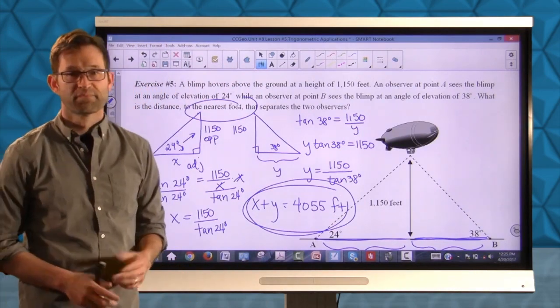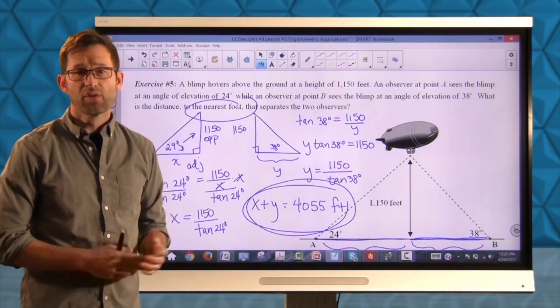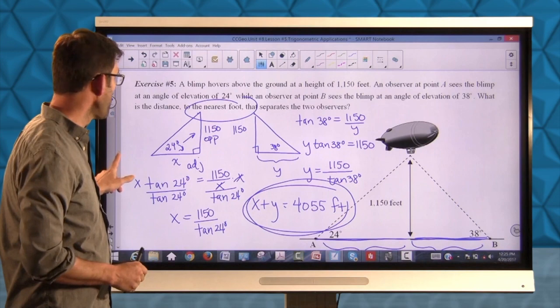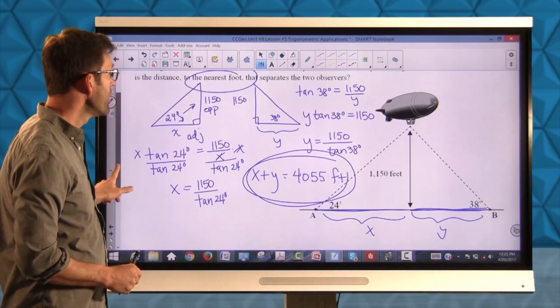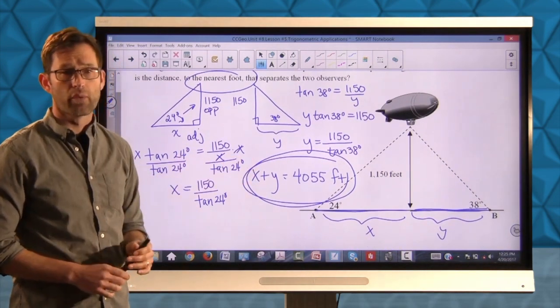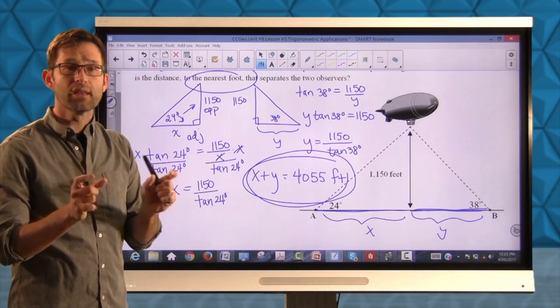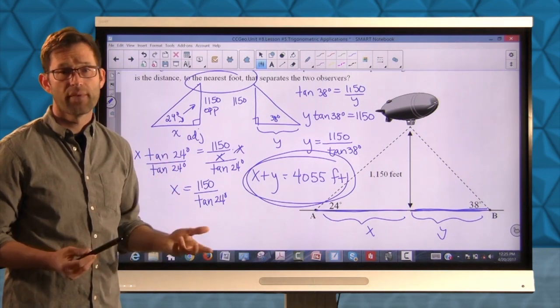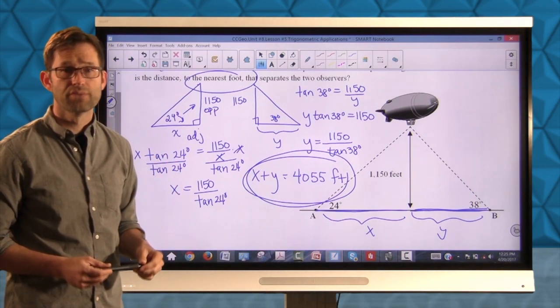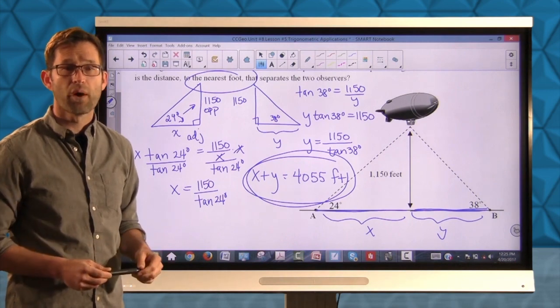All right, that's it. So the only thing that was more tricky about this problem than the other ones was that we had to set up the two trig ratios because there were two distinctly different right triangles here, and then we had to add the answers. All right, take a moment with this problem, then we'll wrap up.